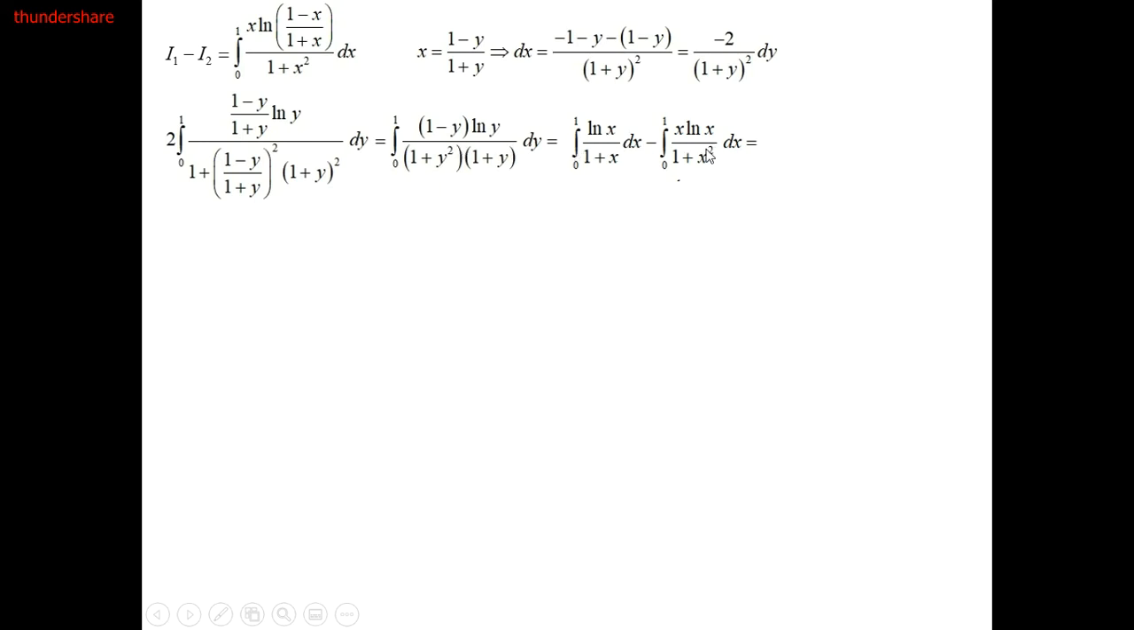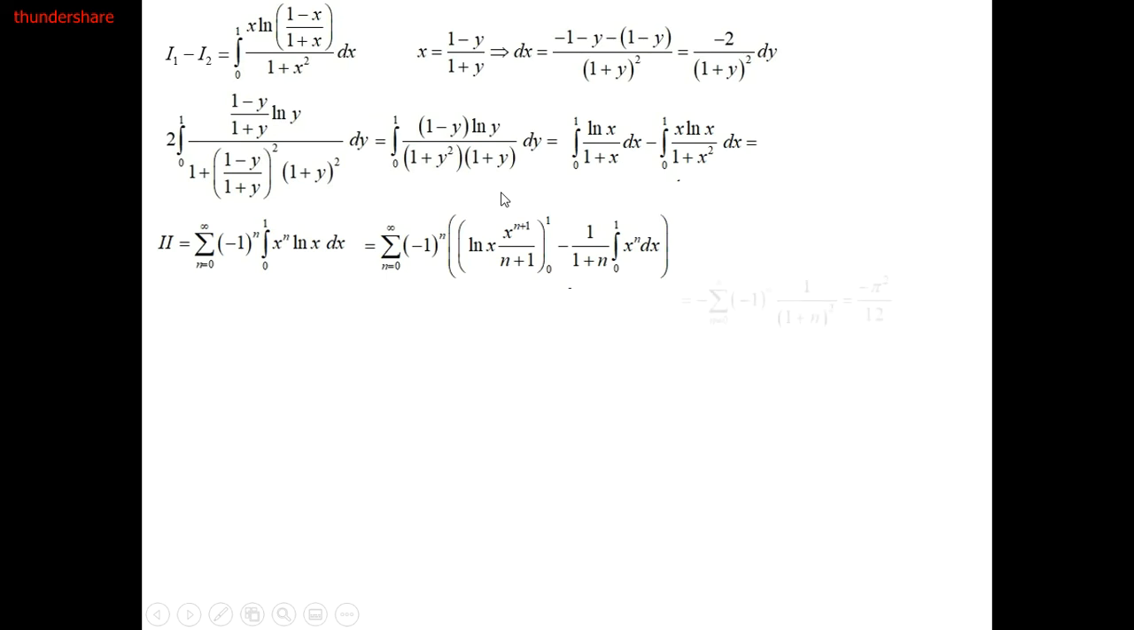We have two main integrals here. I will call this one double I, and the second one triple I. Of course, these are just symbols to make it easier for us. So double I: I will use 1 divided by (1 plus x) to make the Taylor series for it, and it will equal the sum from n equals 0 to infinity of negative 1 to the power n times the integral from 0 to 1 of x to the power n ln x dx. After making integration by parts inside the sum, we reach this value. Of course, this one will equal 0.